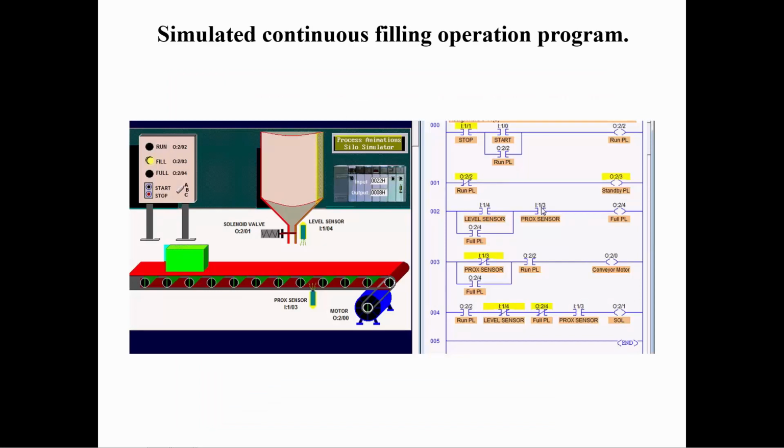When the prox sensor, which has replaced the photo switch in this simulation, detects the presence of the box, the conveyor stops, and if the box is not full, the solenoid valve opens the hopper to fill the box. When the box is full, the conveyor is restarted. The fill light on the panel represents the standby pilot light.